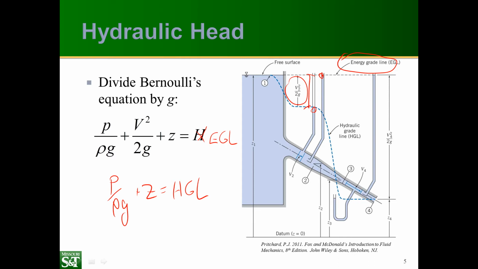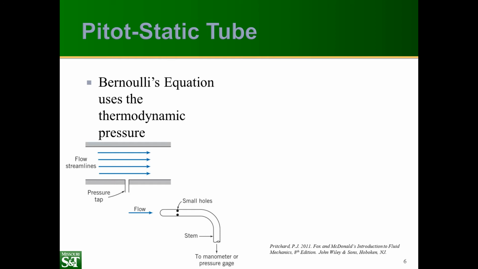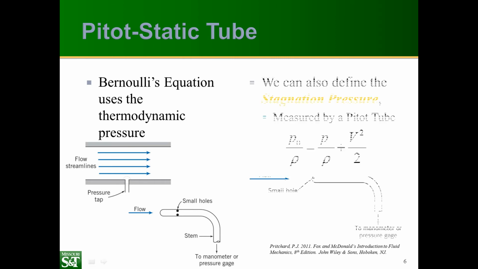We use this concept in the pitot-static tube. So in Bernoulli's equation, we use the thermodynamic pressure. This is also called the static pressure. And we already know that pressure does not change normal to straight streamlines. So if we have this fluid that's moving through a channel, we have straight streamlines, and pressure here will be the same as the pressure all over inside this pipe.